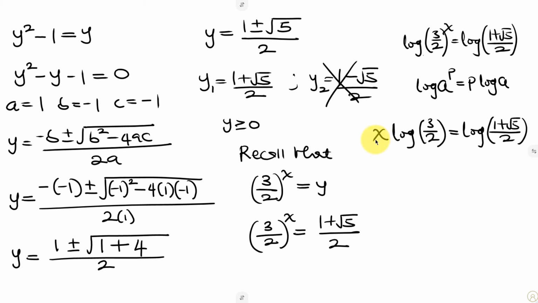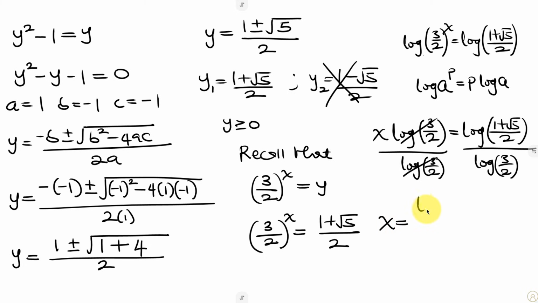And now since we're looking for the value of x, we have to divide both sides by log 3 over 2. So I'll divide the left by log 3 over 2, and I'll divide the right by log 3 over 2. And I'll notice that log 3 over 2 cancels out from the left, leaving behind x to be equal to the log of (1 plus the square root of 5) all over 2, all over, now the denominator, the log of 3 all over 2. Good. But we're not going to be stopping here, so we're going to be breaking this down.